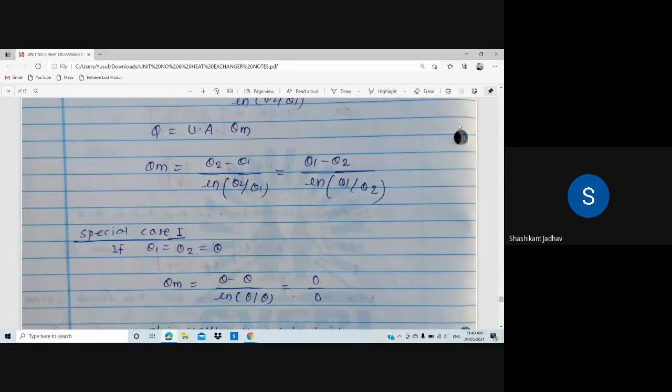Okay, so from the graphical representation we have to remember the values of theta 1 and theta 2. Okay, so write on the special case 1.